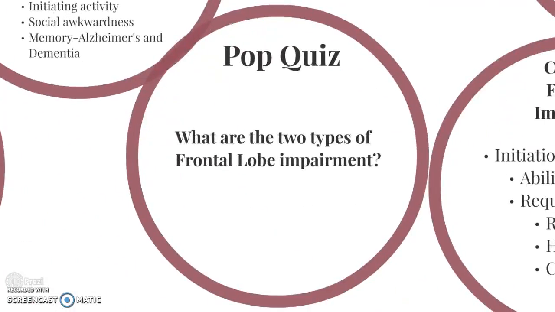Pop quiz. What are the two types of frontal lobe impairment? Cognitive and motor.